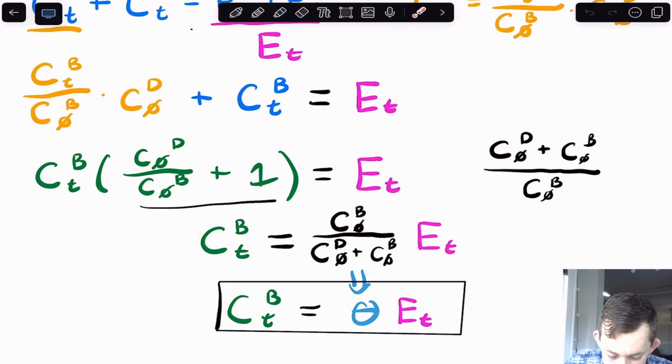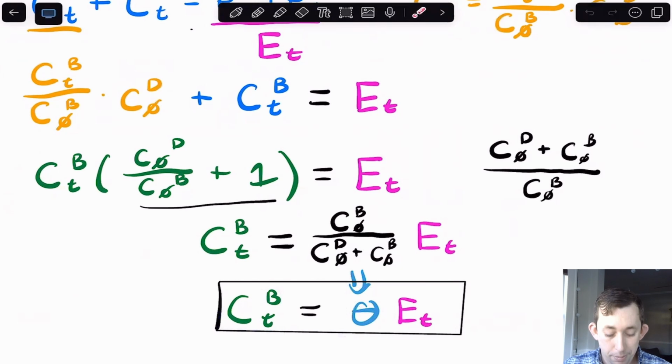Well, notice that these are all zeros, so these don't change with time. So this is a constant ratio because we know that C0 is just a given number. And I'm going to call that given number theta. And notice that now I've shown that the number of coconuts that Bill eats in time t is exactly equal to that constant ratio theta times total endowment in each period.